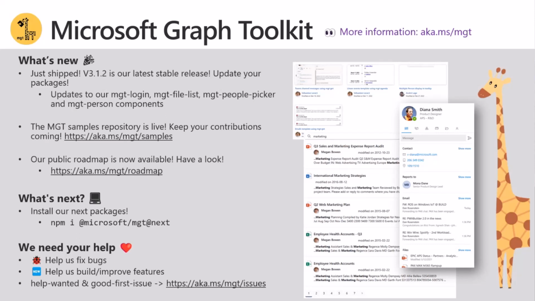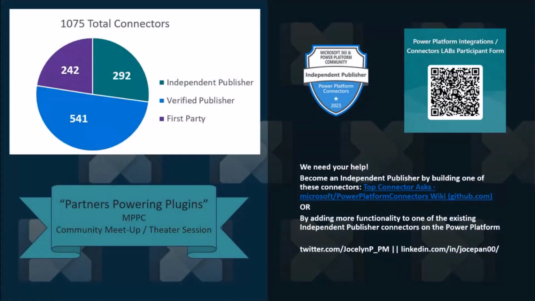And of course, there's always help wanted and good first issues available in the issues list, which you can get to at aka.ms/mgt/issues. For all things MGT, check out aka.ms/mgt. All right, let's move into some independent publisher connectors with Jocelyn.